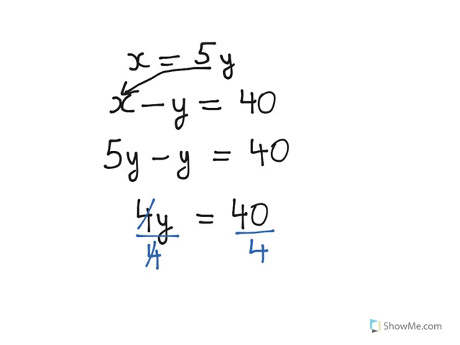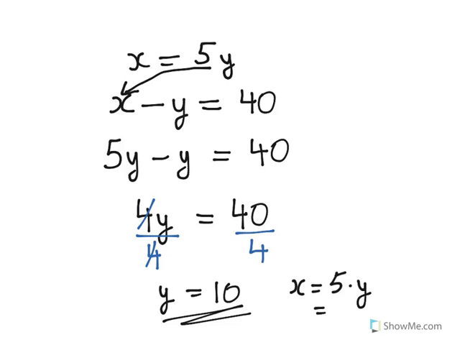4 divided by 4 gives me 1, telling me that 1 lot of y equals 40 divided by 4, which is 10. I now know that y equals 10, but I also know that x equals 5 lots of y, which is 5 lots of 10 equals 50. So I now know that x equals 50. What do I do now?